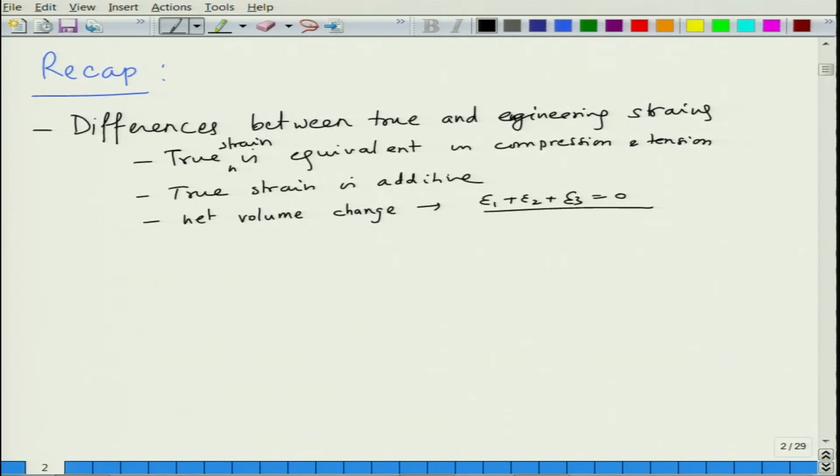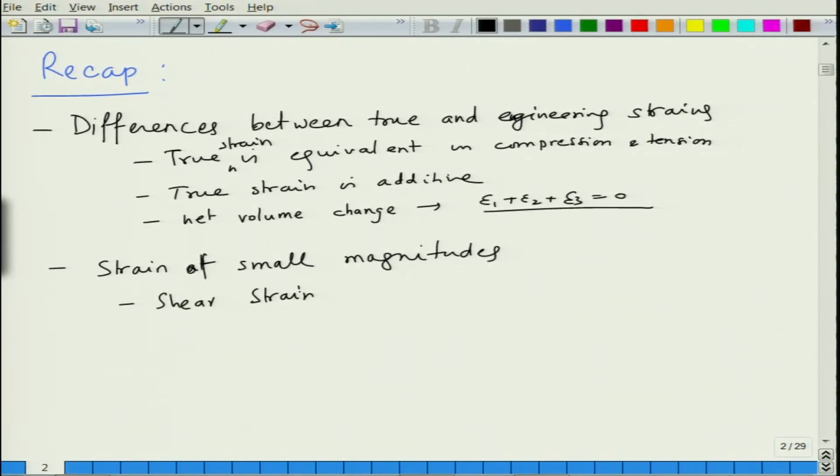Then we looked at the cases of small strain, that is, strains of small magnitudes, and there we looked at what is shear strain. Shear strain is defined as follows: for a 3D body with various displacements, you can define shear strain gamma xy, which is equal to gamma yx, equal to del u by del y plus del v by del x.